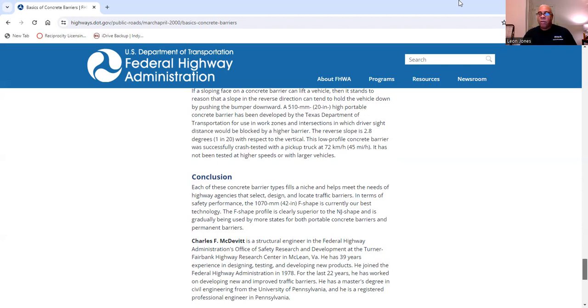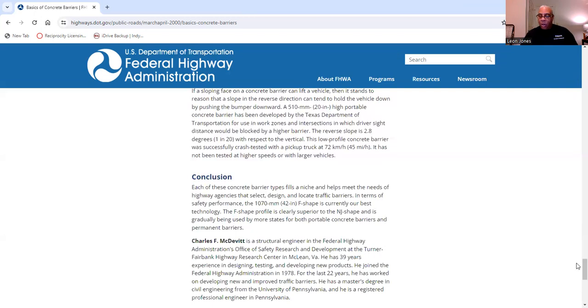Again, you have many barrier types, just like I talked about the guardrail. So each of these barrier types fills a niche in the market, and it also helps the needs of highway DOTs that select, design, and locate traffic barriers. So in terms of safety performance, the 42-inch F-shape is currently the best technology so far. F-shape profile is clearly superior to the NJ shape and is gradually being used by more states for both portable concrete barriers and permanent concrete barriers.